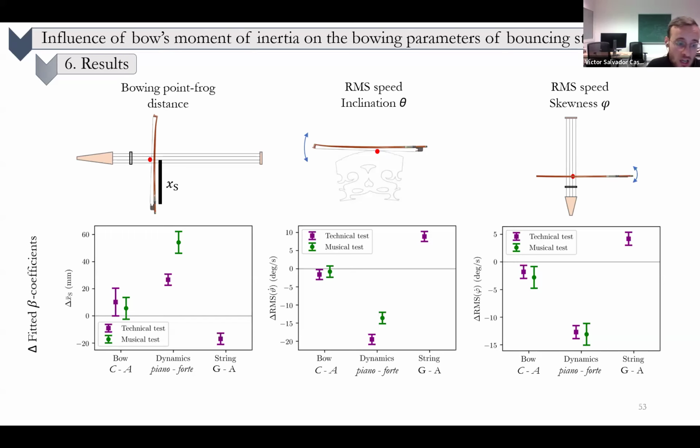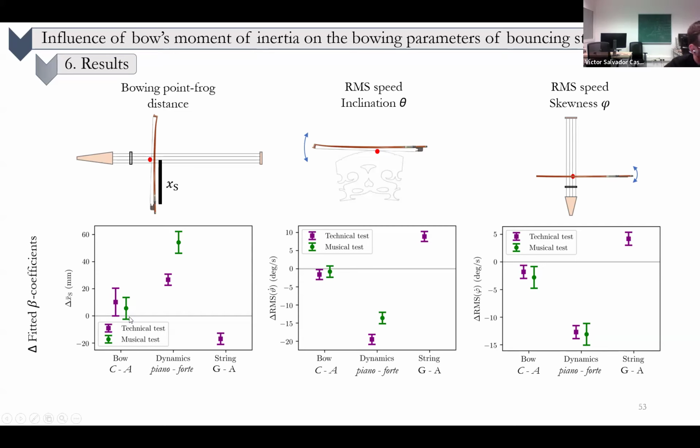And what we saw, here on the left, I am plotting the difference between bow C, which has a higher moment of inertia, and bow A, which has a lower moment of inertia. And we see that for bow C, this bouncing point is more towards the tip, significantly for the technical test, but also for the musical test, although it's not significant. But not only in the bouncing test.